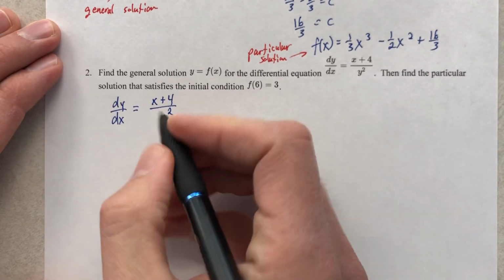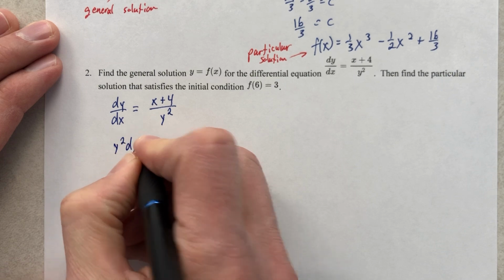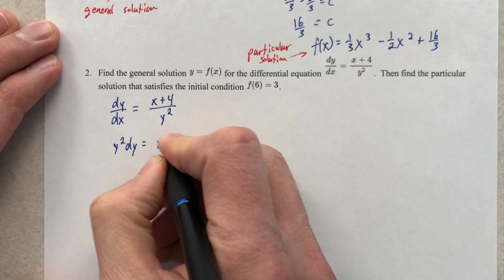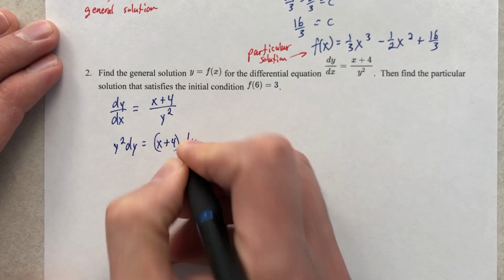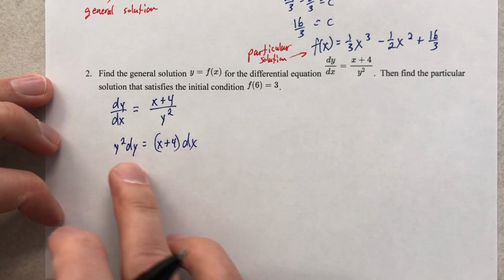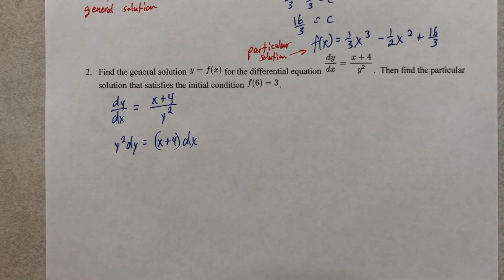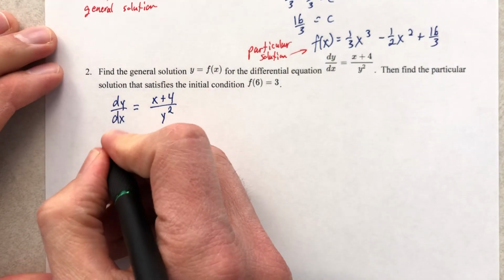So y squared is going to come up. It's like you're cross multiplying. So y squared dy equals x plus 4 dx. That looks very separated to me. Only x's are over here, only y's are over here. The d is more of an operation than a variable. I shouldn't even call it a variable. So we're going to, well, integrate.